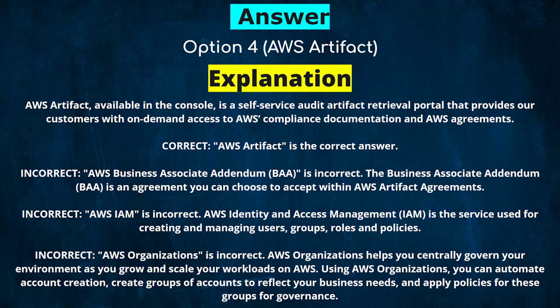AWS IAM is incorrect. AWS Identity and Access Management is the service used for creating and managing users, groups, roles, and policies. AWS Organizations is incorrect. AWS Organizations helps you centrally govern your environment as you grow and scale your workloads on AWS. Using AWS Organizations, you can automate account creation, create groups of accounts to reflect your business needs, and apply policies for these groups for governance.